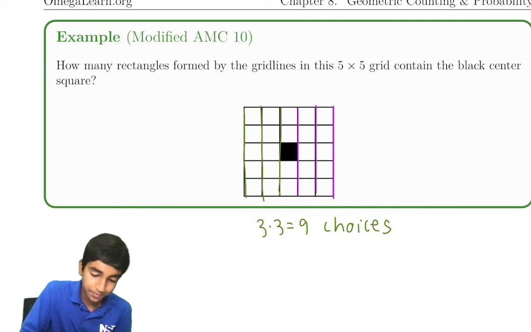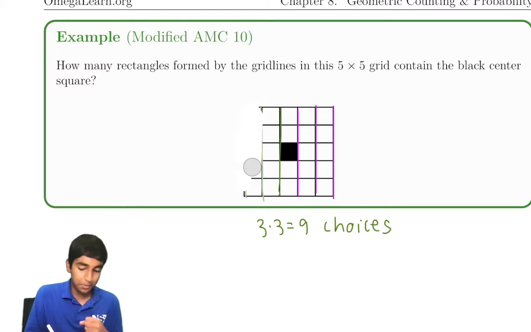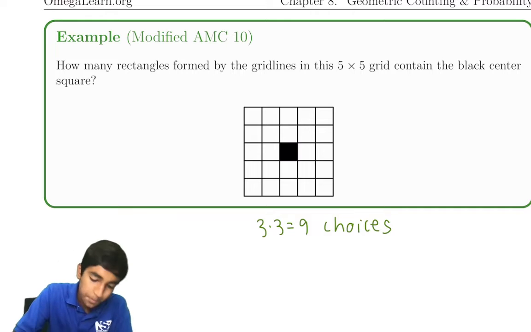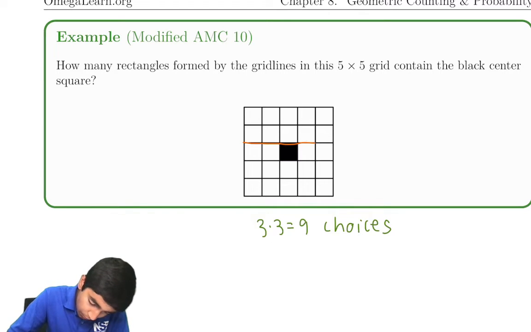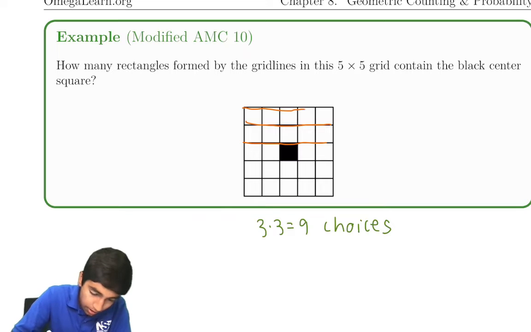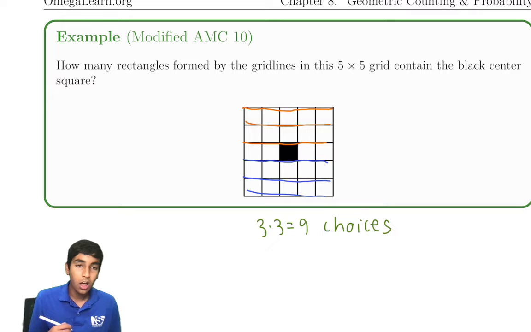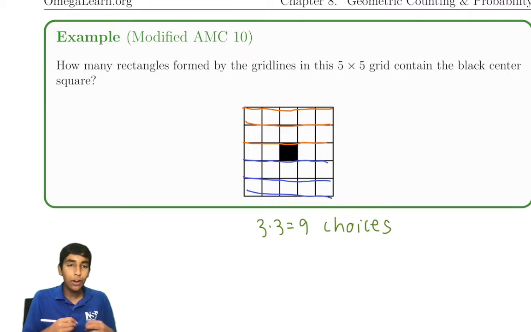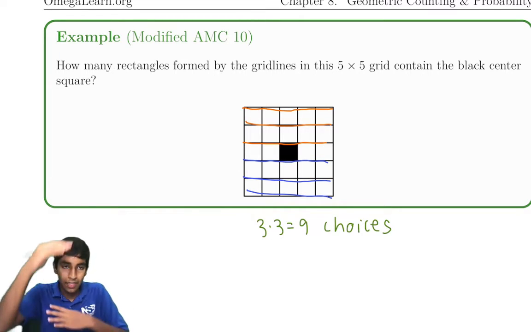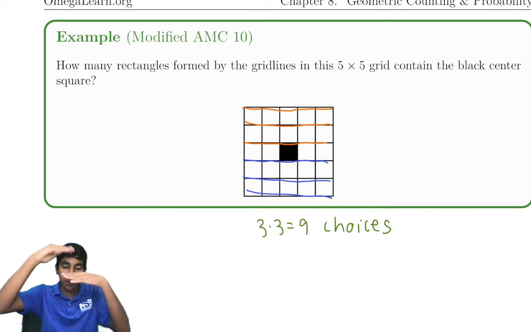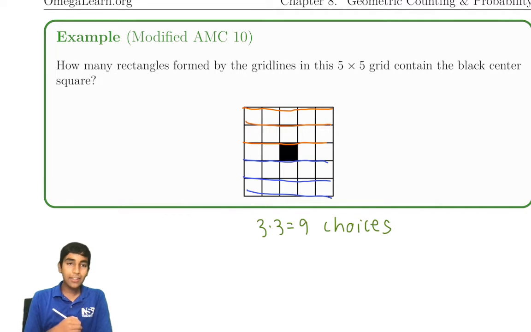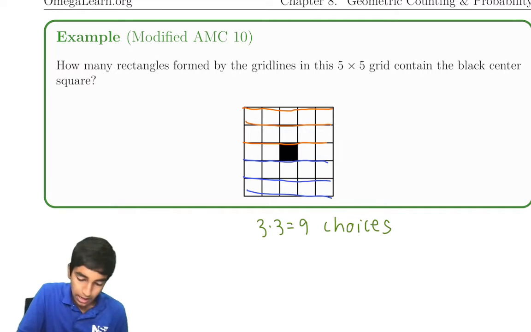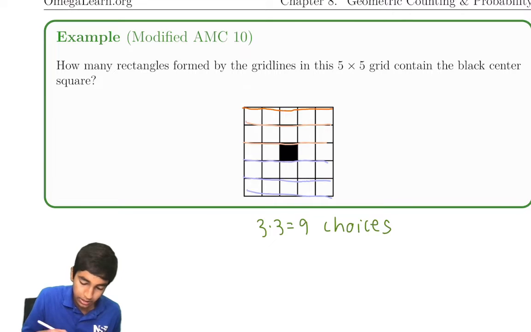Horizontal lines? Let's count them now. It will be very similar, as you can probably guess. 3 choices for the top horizontal lines and 3 choices for the bottom horizontal lines. Again, there has to be one horizontal line below the square and one above. And then that will always have the black square in the middle. So as long as we choose 2 horizontal lines that the black squares are in between and 2 vertical lines that the black squares are in between, it should work, right?